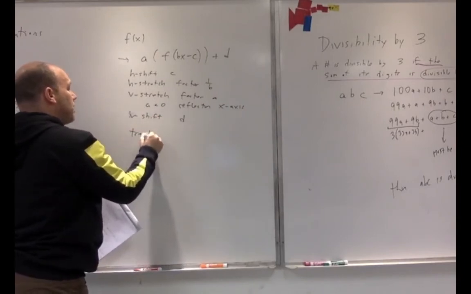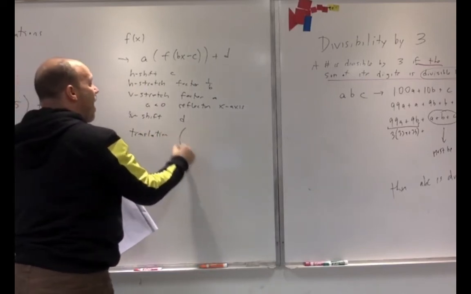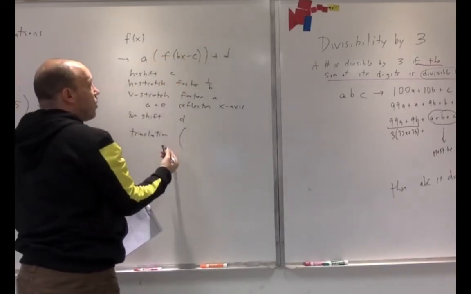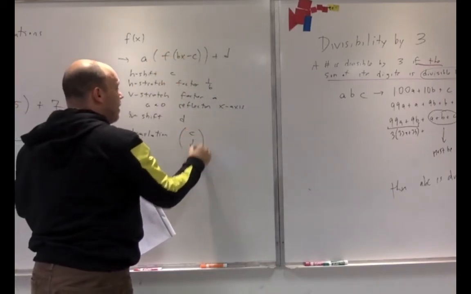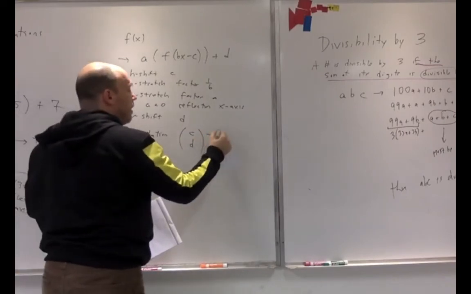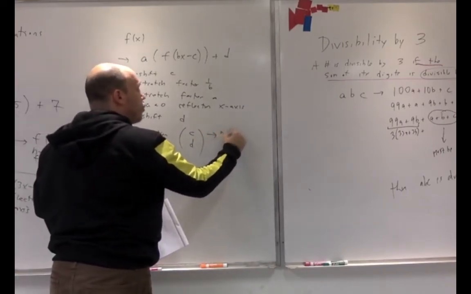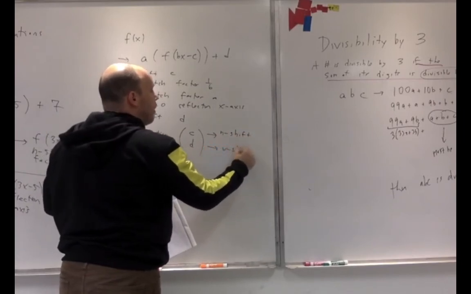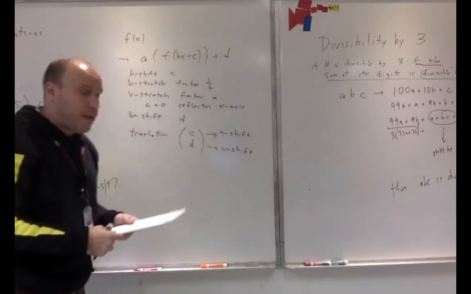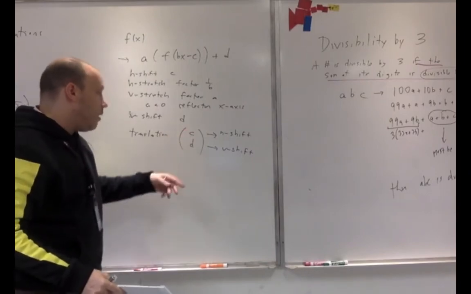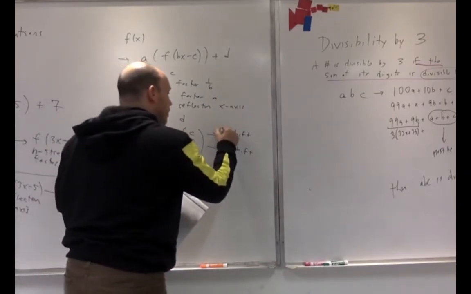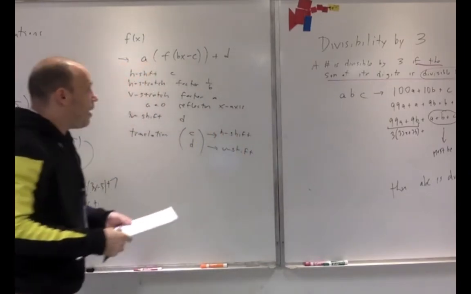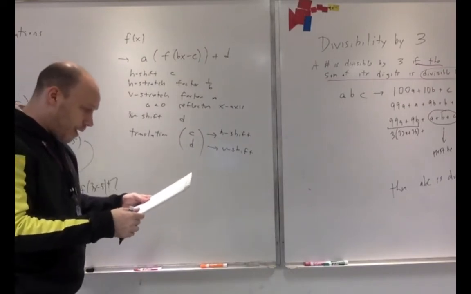One last thing, you might see a translation with a vector of, let's just use these letters, c and d. This is telling us c, this is the horizontal shift, and this is the vertical shift. We're going to see this with a vectors unit, so this is x and y. And that's basically it. I think that's everything I want to say.